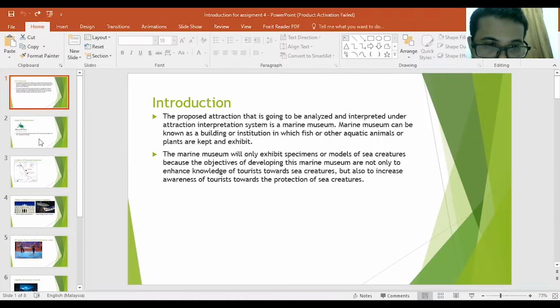A marine museum can be known as a building or institution in which fish or other aquatic animals or plants are kept and exhibited. The second point is that the marine museum is only a basic experiment or model of the sea, because the objectives of this experiment are not only to increase tourists' knowledge of sea creatures but also to increase their awareness of the protection of sea creatures.